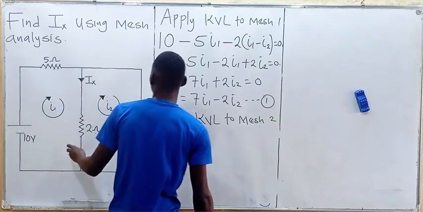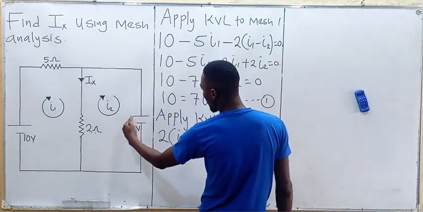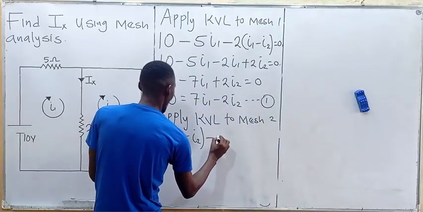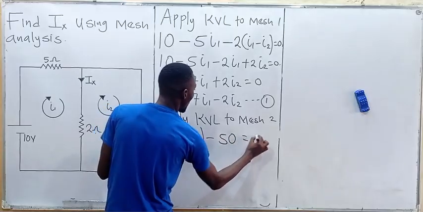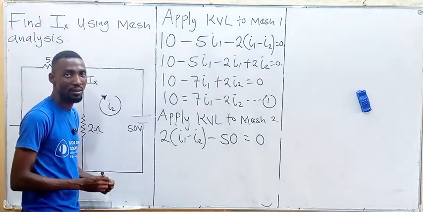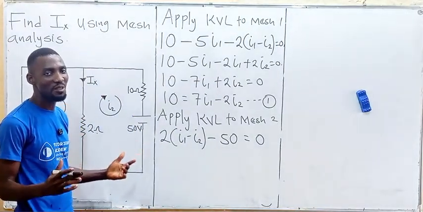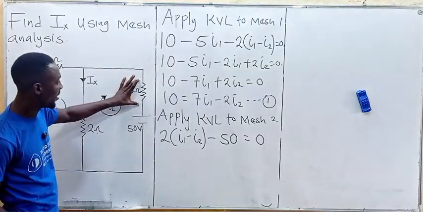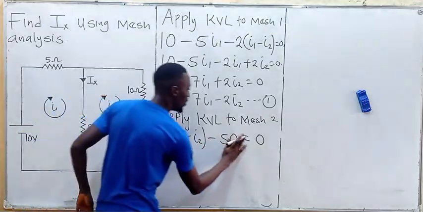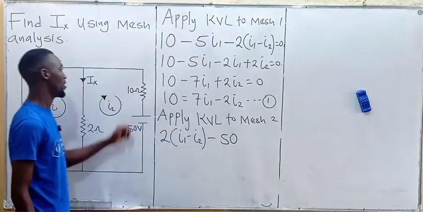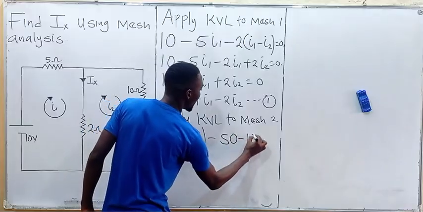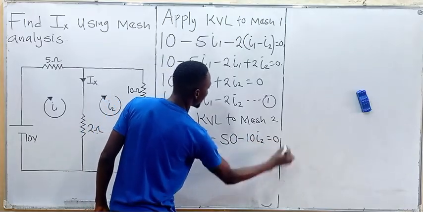And we move from positive to negative, so minus 50, which will be equal to 0. Sorry, I just discovered that I omitted a resistor here, which is 10 ohms. Let's consider this now. It is current I2 that will flow through that 10 ohm resistor, so it's going to be minus 10 I2.